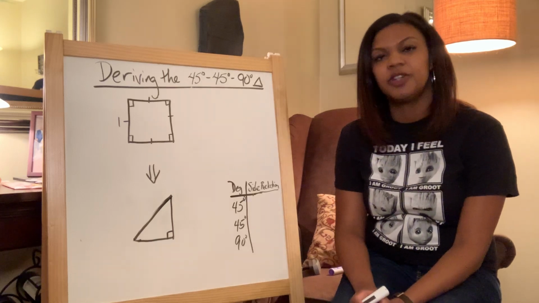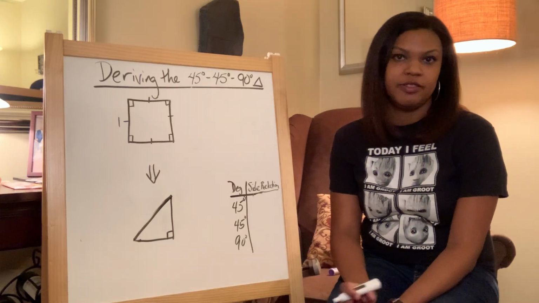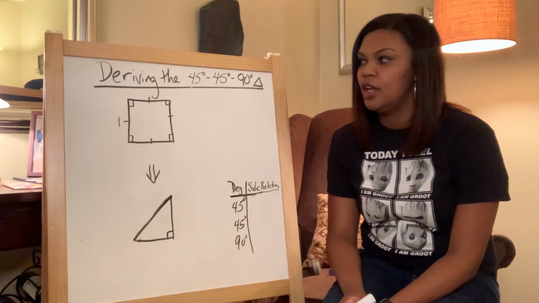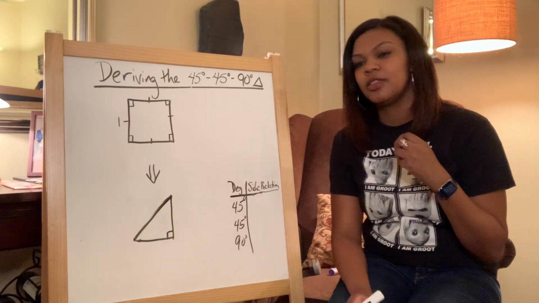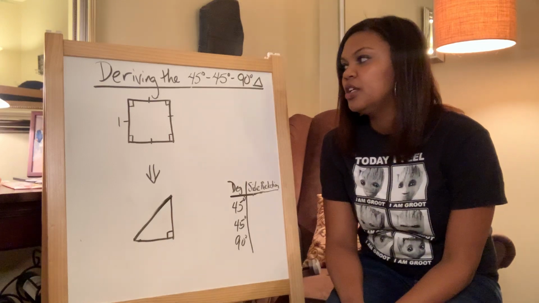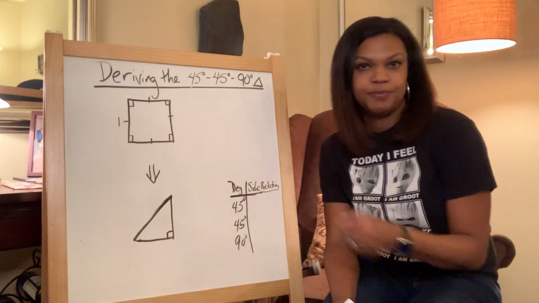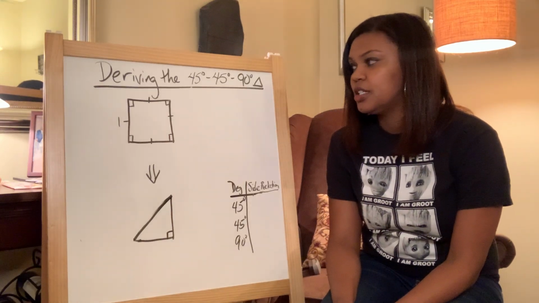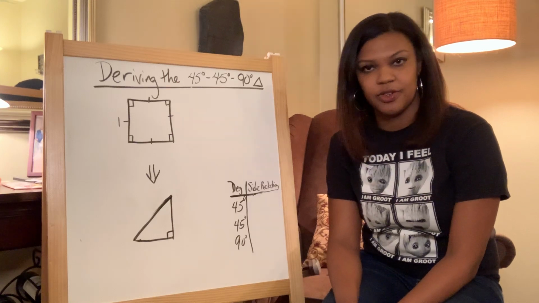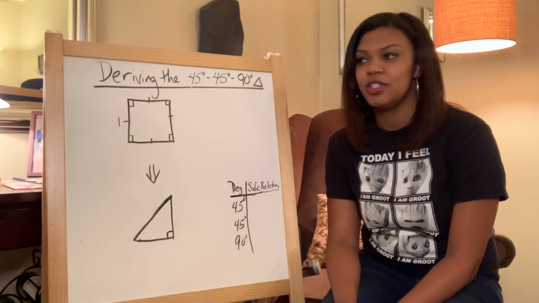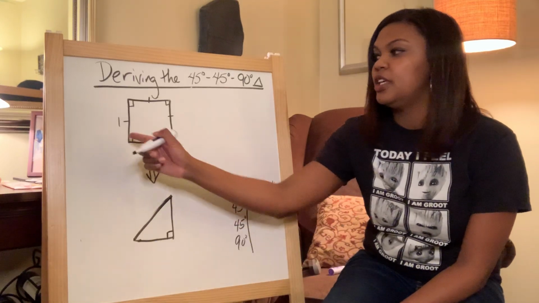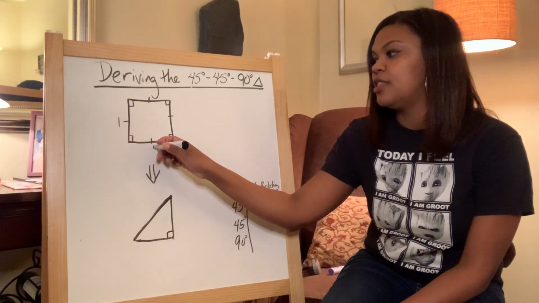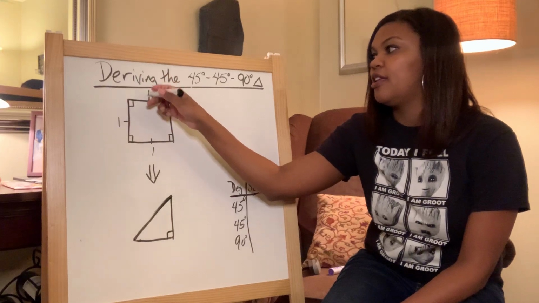Okay, so next we're going to look at the 45, 45, 90 triangle. And how do we get the ratios for this triangle? So first let's look at a square. And a square has 90-degree angles and all of the sides are equilateral. So if this portion is 1, then this is 1, and that's 1.